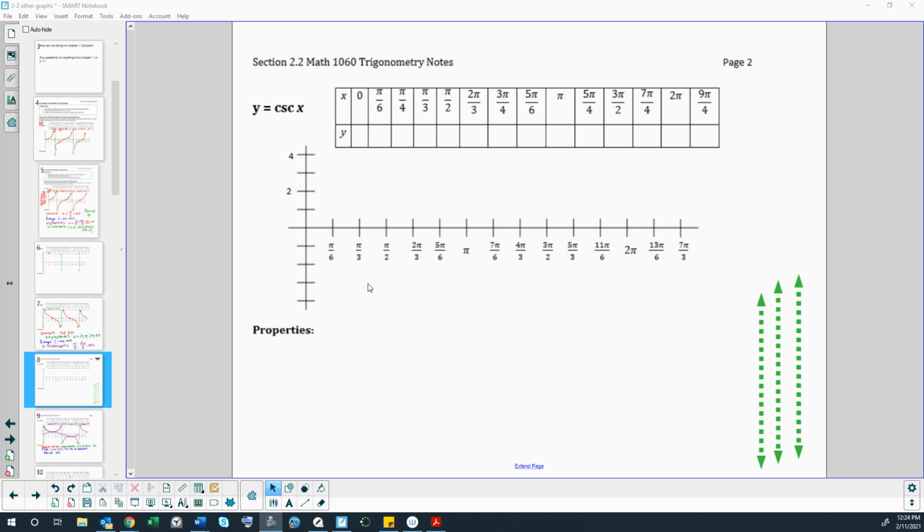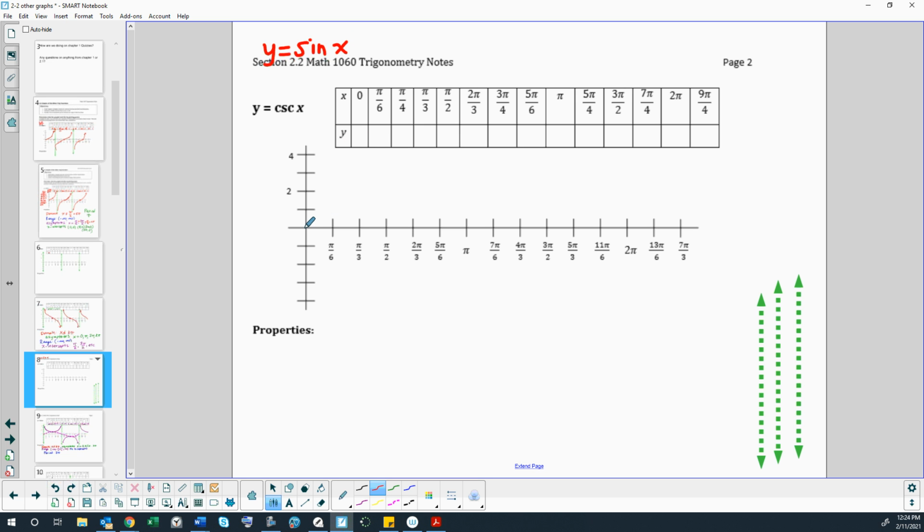Let's talk about our cosecant graph. Now remember, cosecant is the reciprocal of sine. So if we just go ahead and graph our sine graph and then think through the reciprocal of that graph, we will have our cosecant graph. So we can honestly start graphing cosecant. The easiest way to graph cosecant is to graph sine first.